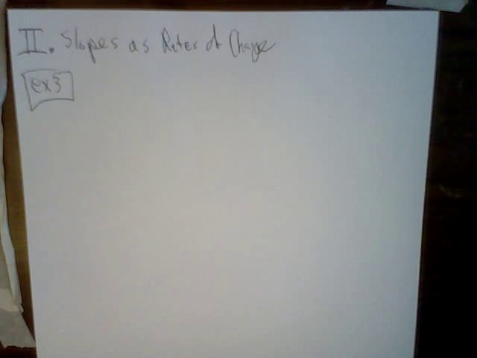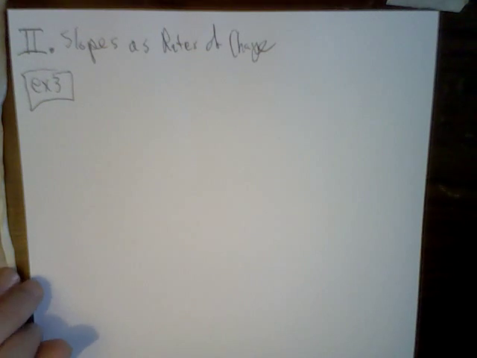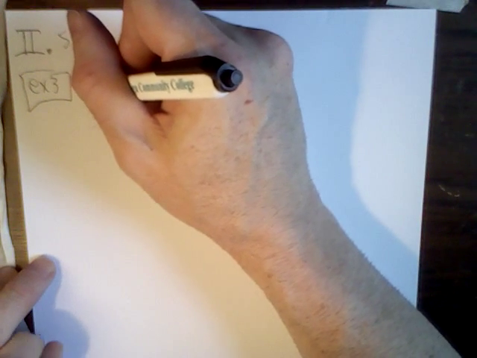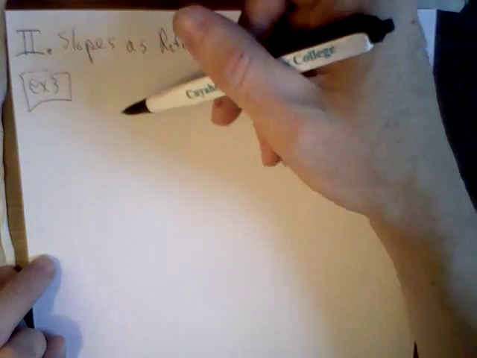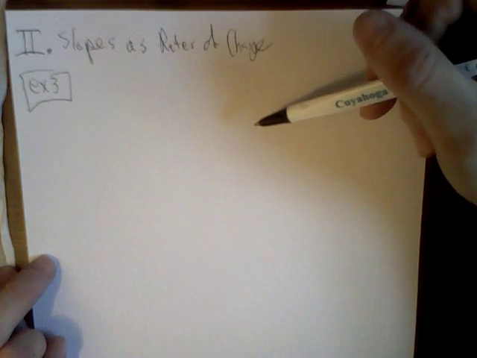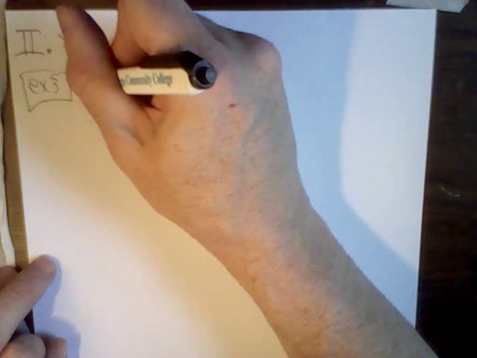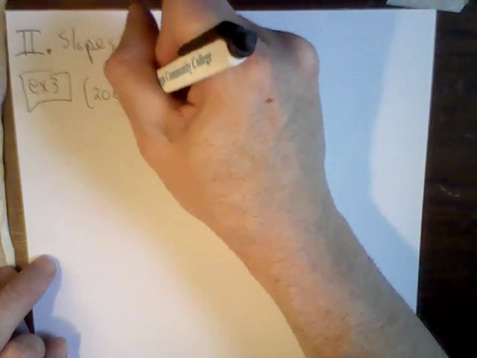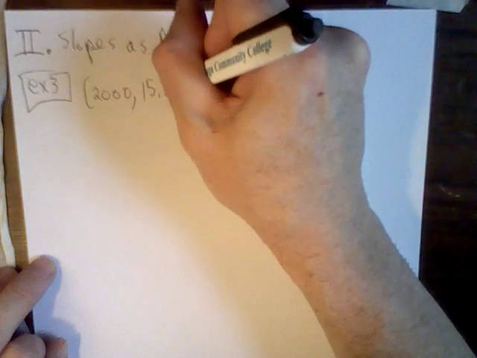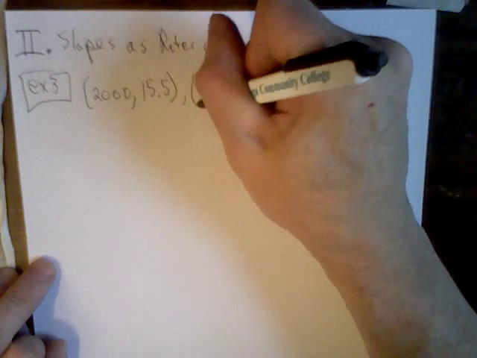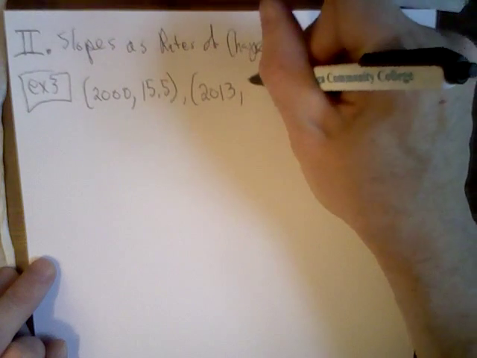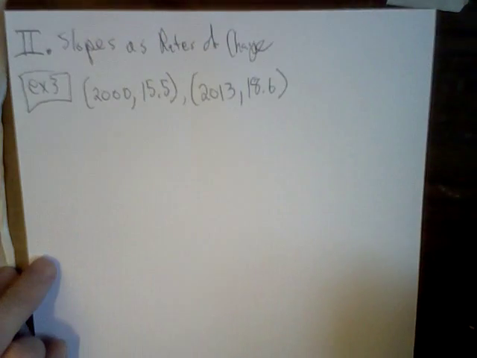We want to look at the graph in the book, and the graph is about the number of women, in millions, living alone in particular years. Okay, so we want to find the rate of change going from the year 2000 to 2013. In the year 2000, there are 15.5 million women living alone. In the year 2013, there are 18.6 million women living alone.